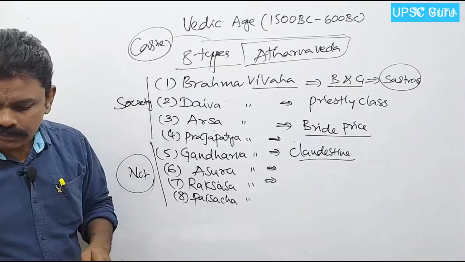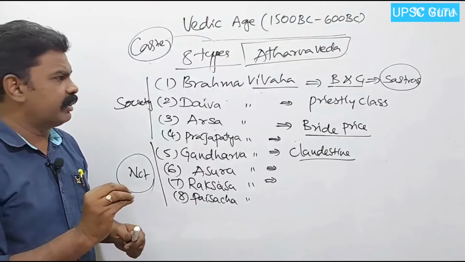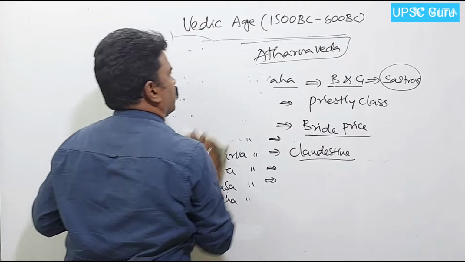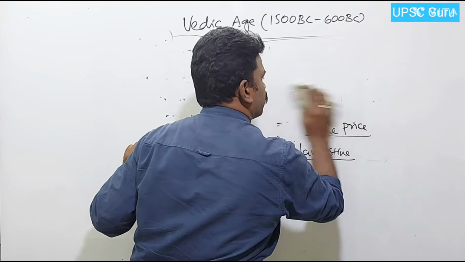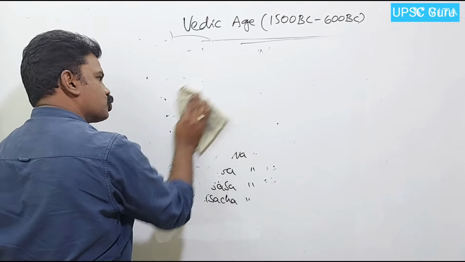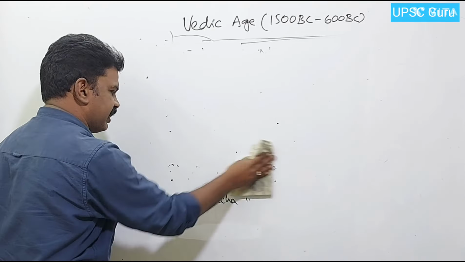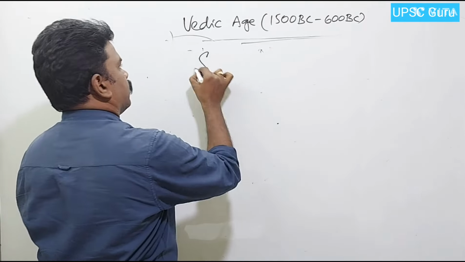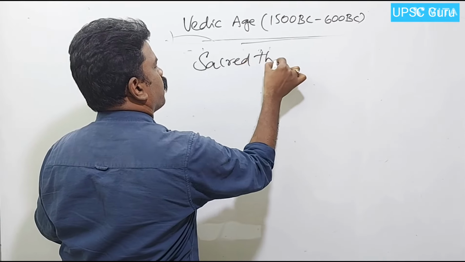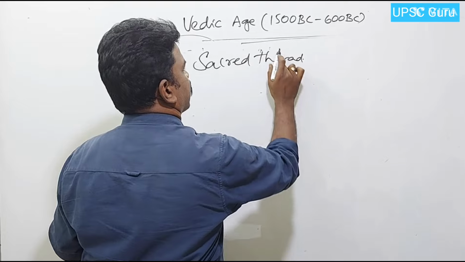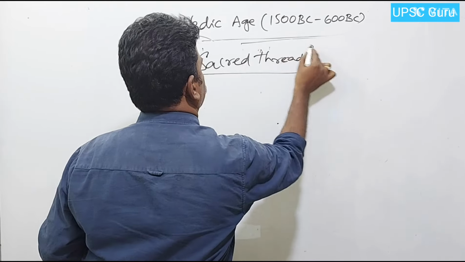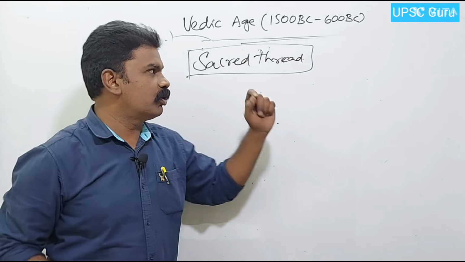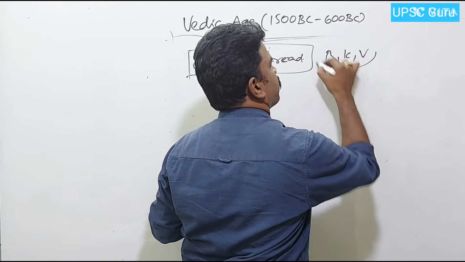Here, the Dvija concept also existed. What is Dvija? The status of Dvija is twice born. Only the people who are eligible to wear the sacred thread were called Dvijas. The sacred thread is the Yajnopavita. Yajnopavita is eligible only for Brahmana, Kshatriya and Vaishya people.